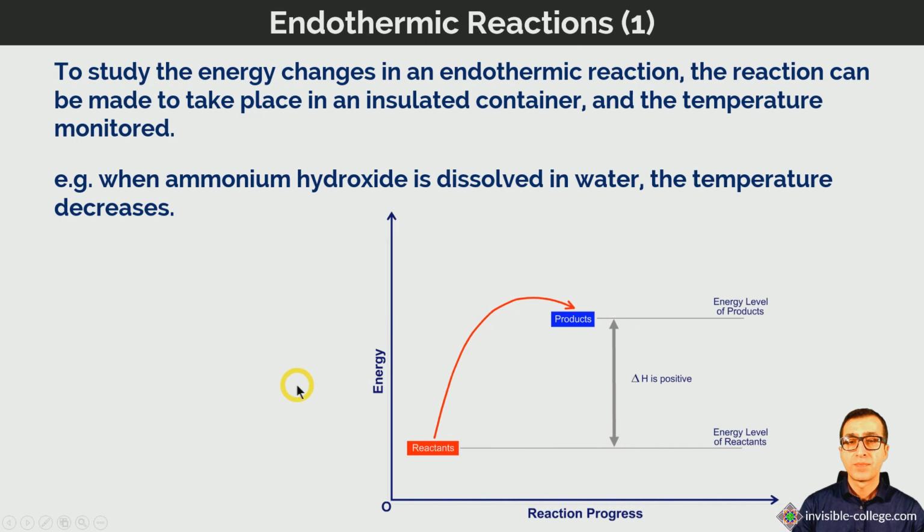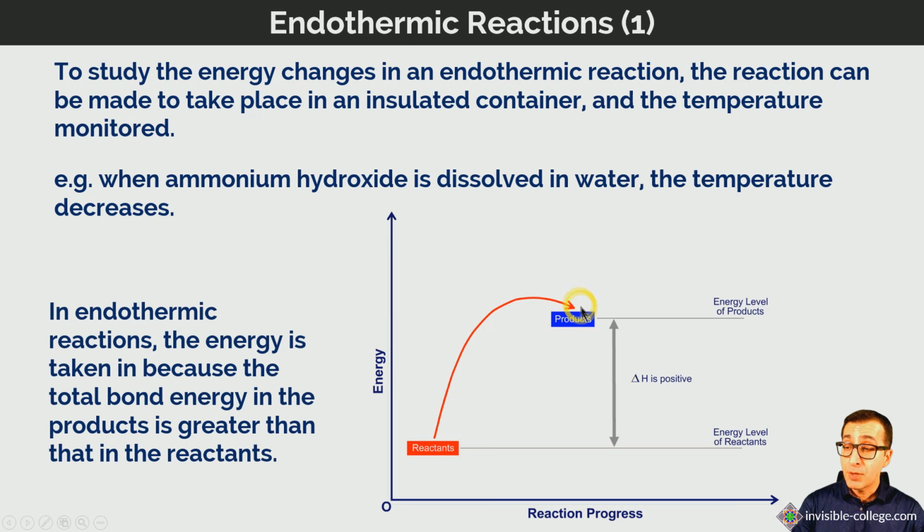This is how we would do it. So in an endothermic reaction, energy is taken in. There is a net input of energy in going from the reactants to the products, because in this case, the chemical potential energy in the products is higher than the chemical potential energy in the reactants. So the net change in going from the reactants to products is positive. We're going from a lower value to a higher value of enthalpy.